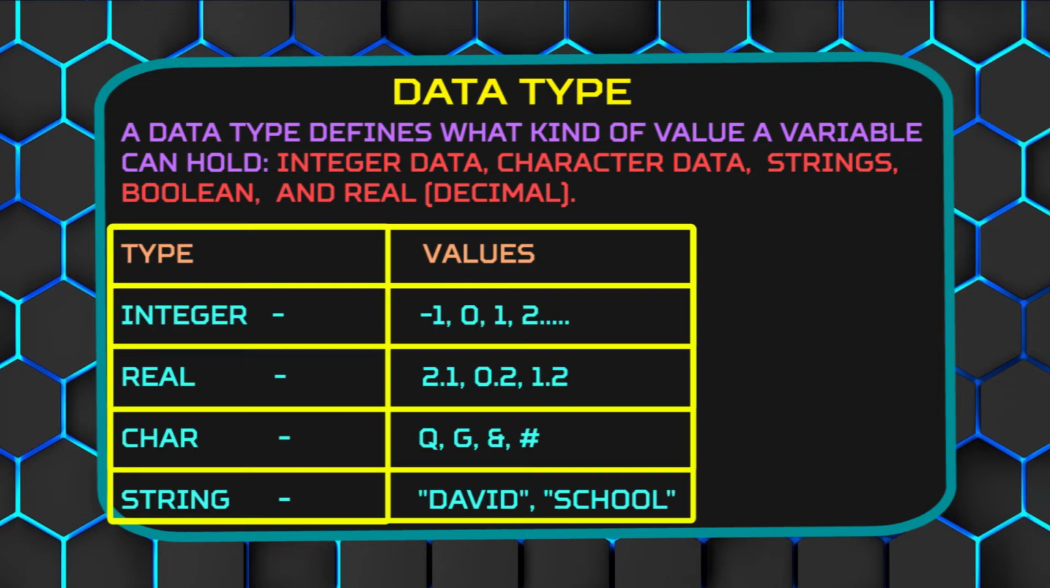If you have a look on the screen, you will see a diagram showing the types and their values. For the integer, we have -1, 0, 1, 2, and onwards. For the real, we have 2.1, 0.2, 1.2. For the character, we have Q, G, the ampersand sign, and the pound sign. For the string, we have inverted commas David and inverted commas school.